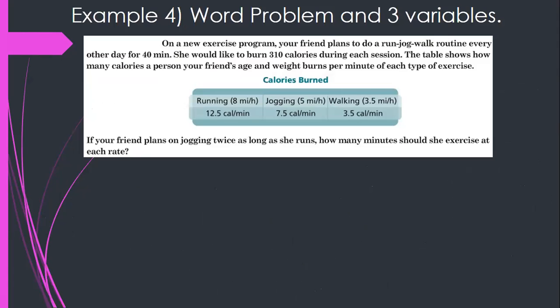Okay, on a new exercise program, your friend plans to do a run, jog, walk routine every other day for 40 minutes. She would like to burn 310 calories during each session. The table shows how many calories a person, your friend's age and weight, burns per minute of each type of exercise. So running 8 miles per hour, jogging, and walking.